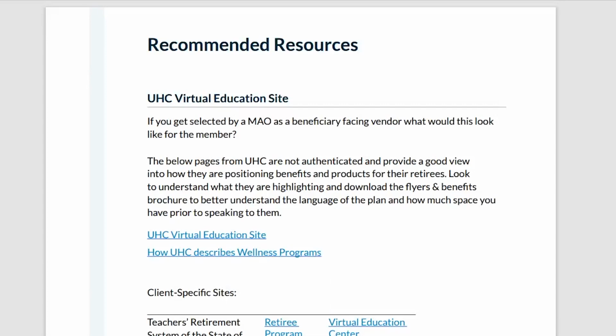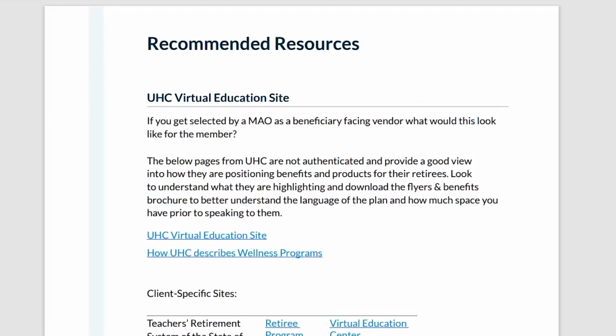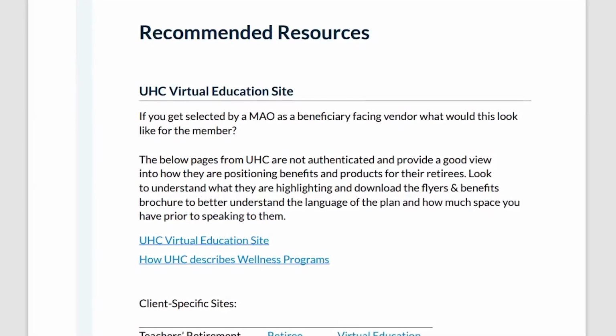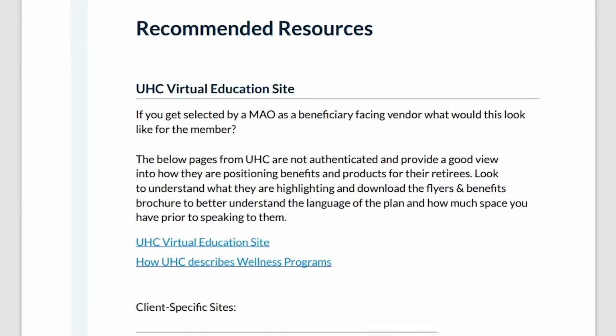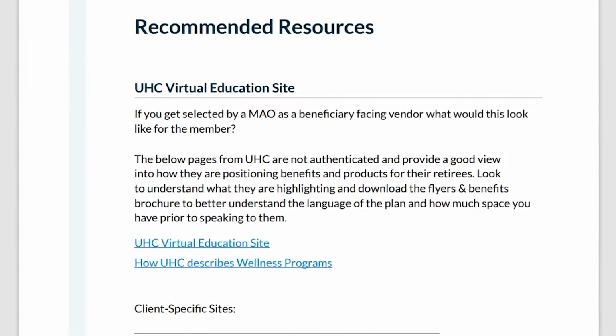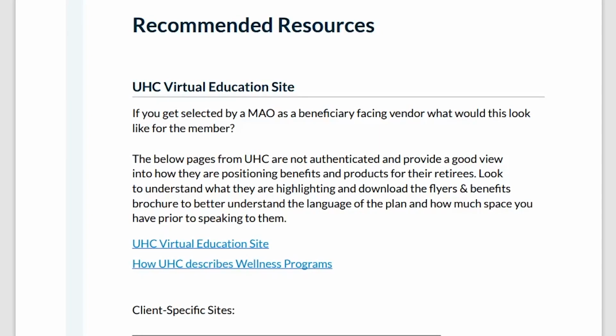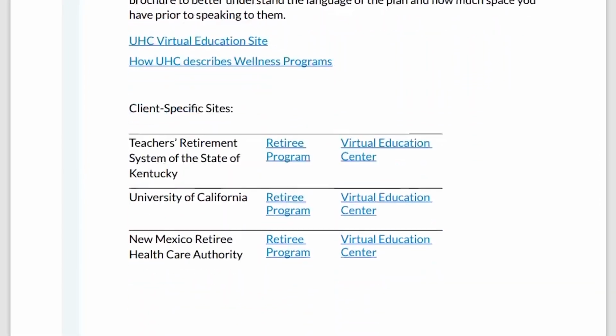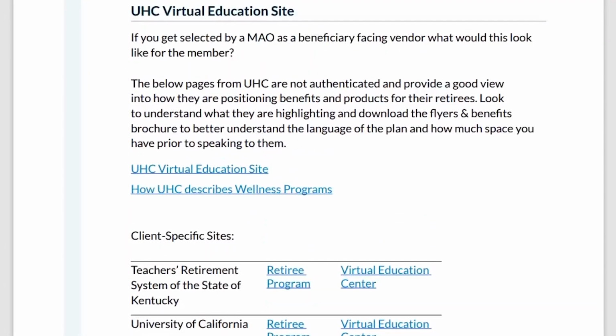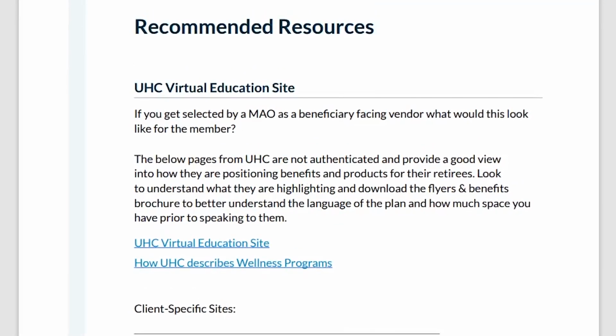That's great. And if you are following along with the cheat sheet on page 13 within the recommended resources, Misha included the UHC virtual education site, which is very valuable if you are a beneficiary-facing vendor, for understanding what the promotion by a MAO may look like for the member.